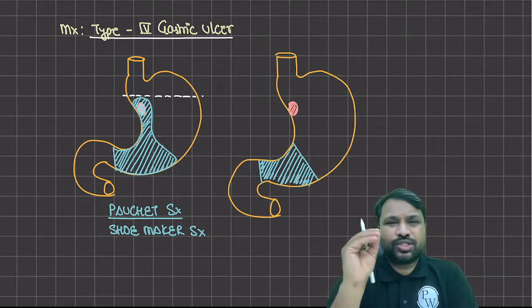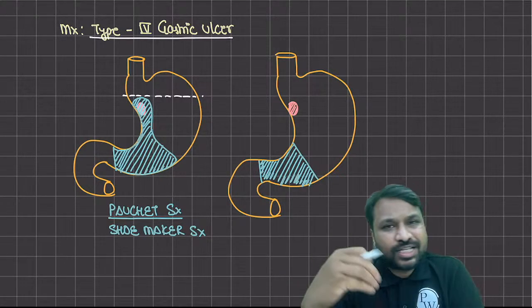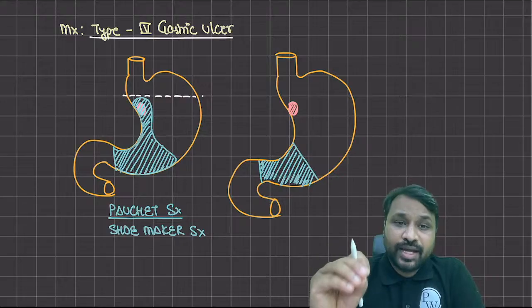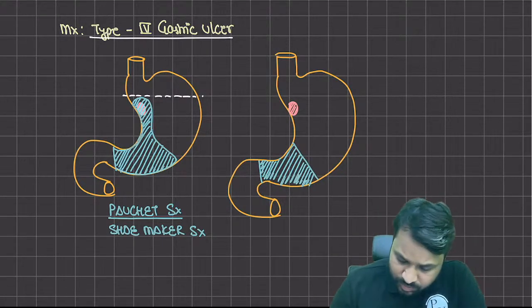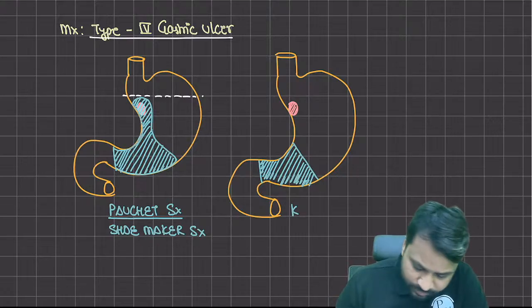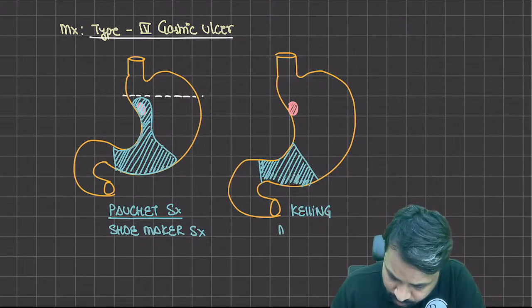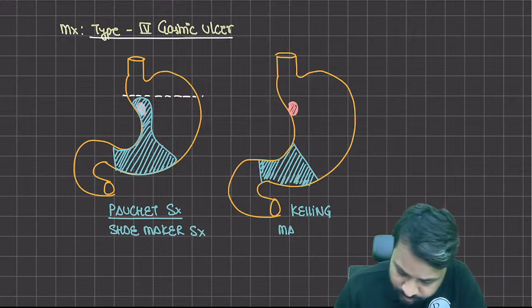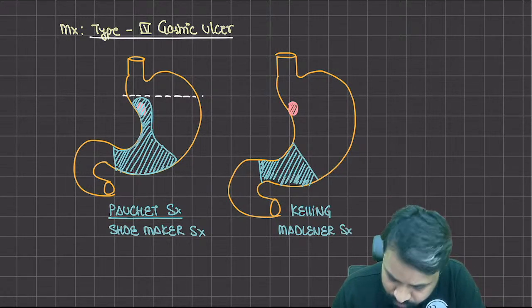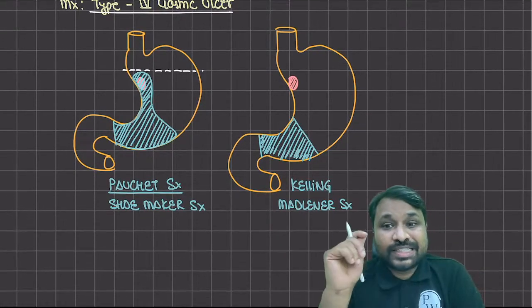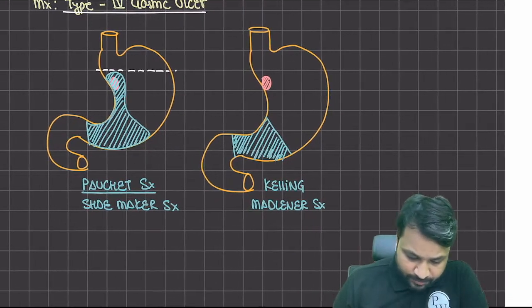So this surgery is no longer preferred, but they thought if you remove the pyloric antrum, you reduce the G cells, reducing the production of hydrochloric acid. Hence the ulcer would heal, but recurrence is quite high. So this is what we call the Kelling-Madlener surgery, right? Where the ulcer site is spared. You are not going to remove the ulcer site per se, right?